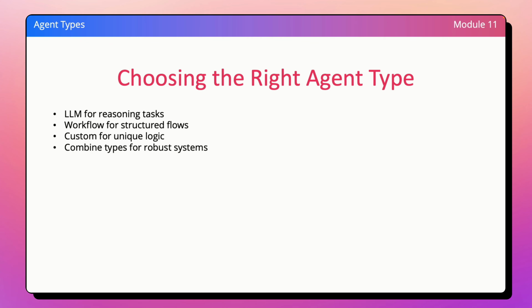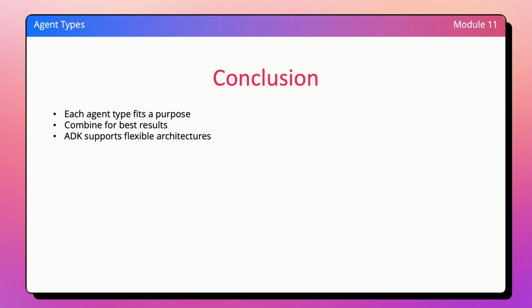So, to bring this to conclusion, LLM, workflow, and custom agents address different needs. Use LLMs for intelligence, workflow agents for structure, and custom agents for highly specialized tasks and workflows. Combining them gives you powerful multi-agent systems. So this is a brief introduction of agent types in Google Agent Development Kit.